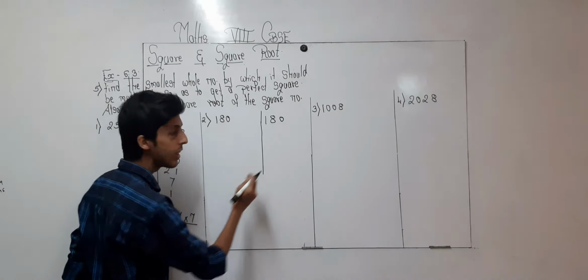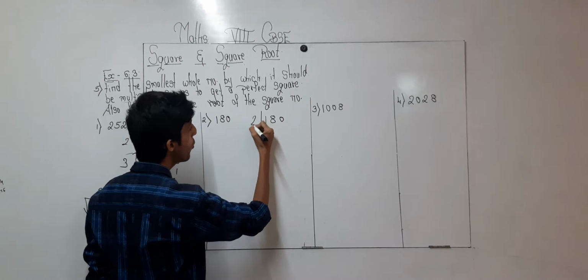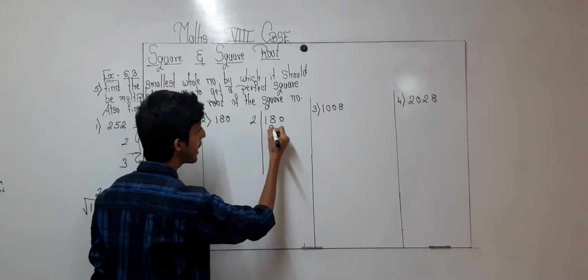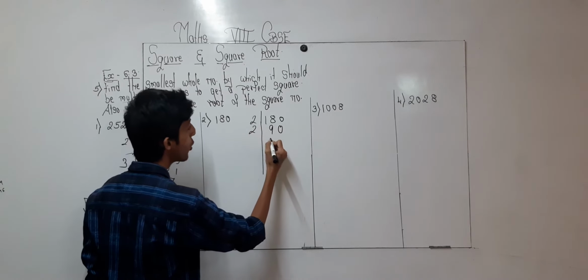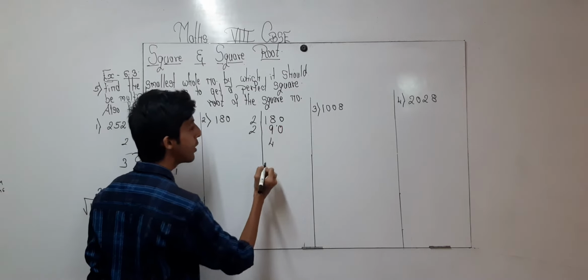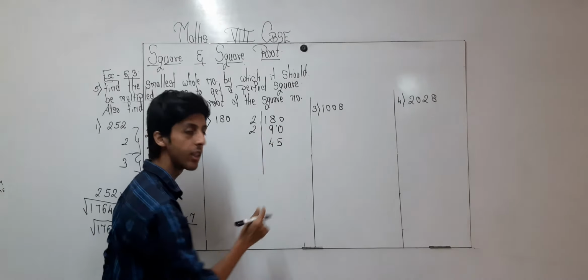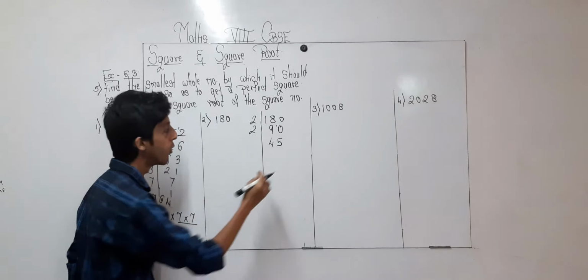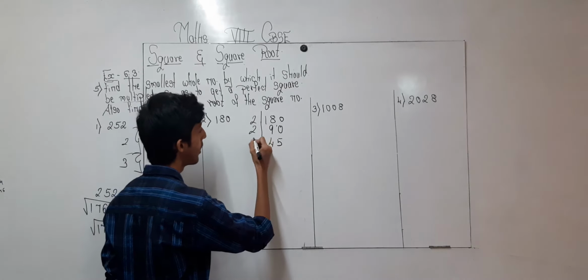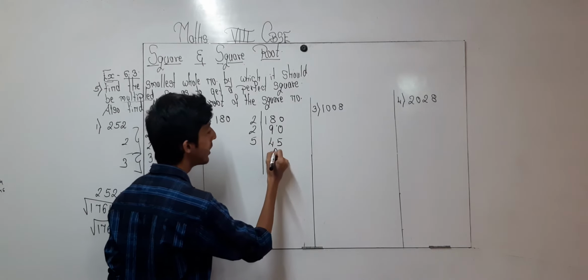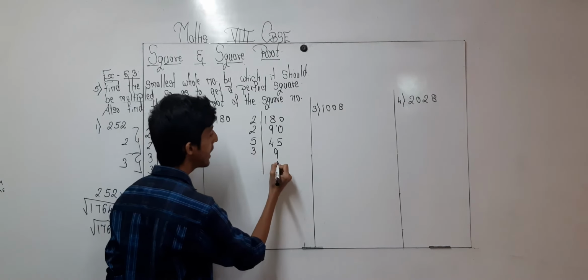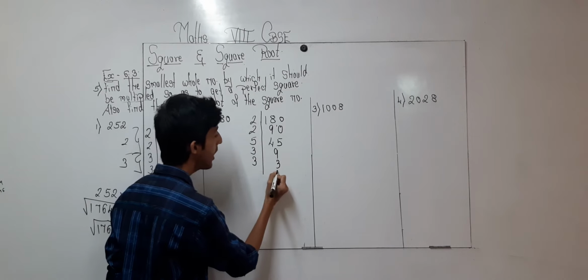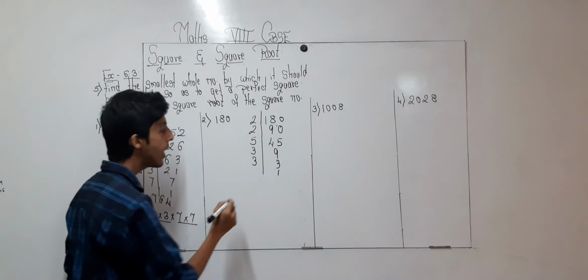Again 0 is there, last digit, so it will be coming in table of 2. 2 9s are 18. 0, again 0, so again in table of 2. 2 4s are 8, 1 remainder, 2 5s are 10. Now 5, so 5 will be coming in table of 5. So 5 9s are 45. So over here 9. 3 3s are 9. 3 1s are 3. Okay.